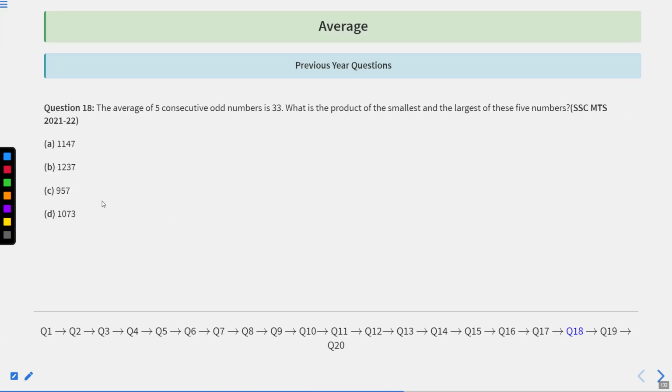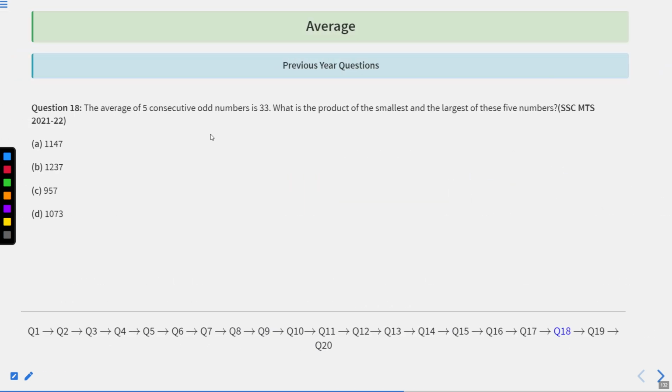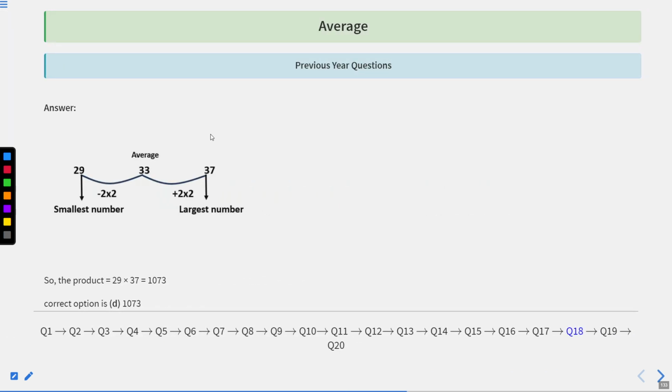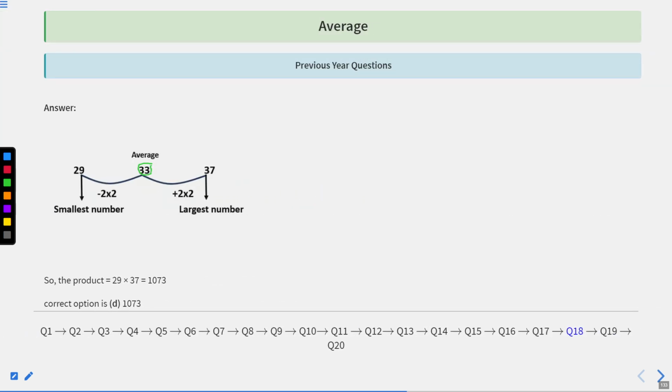Let us move to question number 18. The average of 5 consecutive odd numbers is 33. What is the product of the smallest and the largest of these 5 numbers? Again, using the same concept, we have 5 consecutive odd numbers and their average is 33. So that 33 is going to stay at the middle, and the rest we have four numbers. So there will be two numbers on the right and two numbers on the left.